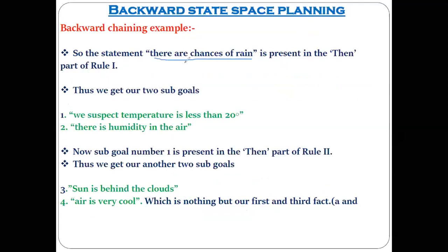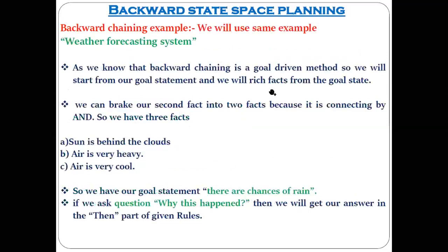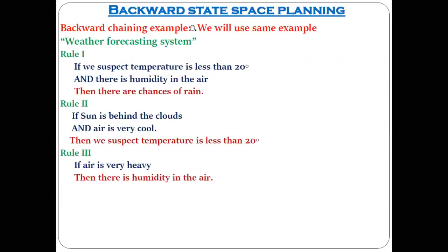So we'll start from this point: there are chances of rain. Now we have to see where this is written in the rule, in the then part of the rule. As we are starting from the goal state, you have to see in the then part of the rules where it is written that there are chances of rain. Here.